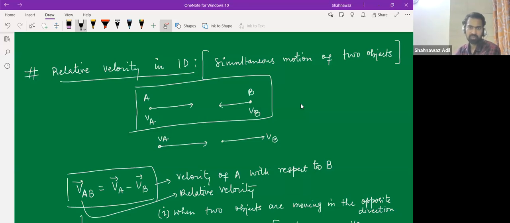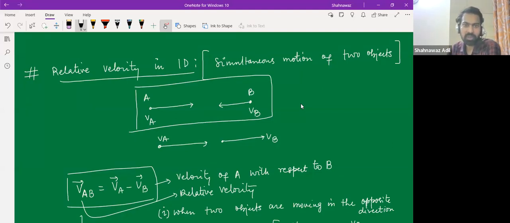Yes. When does this relative velocity arise? Okay, the whole concept I did, so this arises when two objects are moving, right?